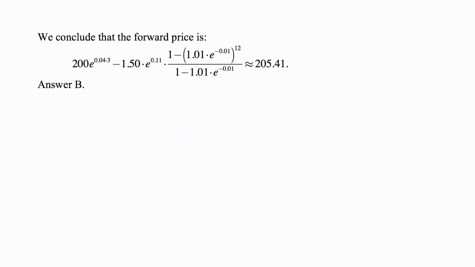So we conclude that the forward price is 200 times e to the 0.04 times 3 minus 1.50 times e to the 0.11 times 1 minus 1.01 times e to the minus 0.01 to the 12 divided by 1 minus 1.01 times e to the minus 0.01. And that is approximately 205.41. That's answer B, and that's the end of the solution.